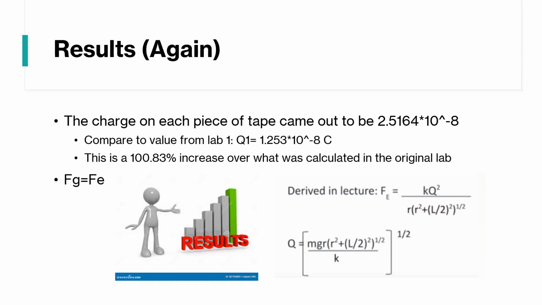So again, the charge on one piece of tape came out to be 2.5164 times 10 to the negative 8 coulombs, compared to our value from lab 1, which is 1.253 times 10 to the negative 8 coulombs, and that's a 100% increase. To find this value of 2.5164, I used this equation which we derived in class.